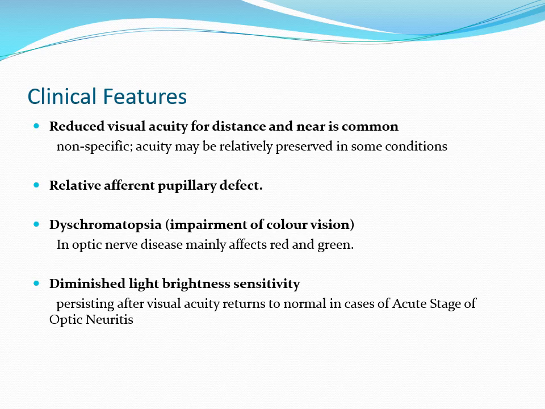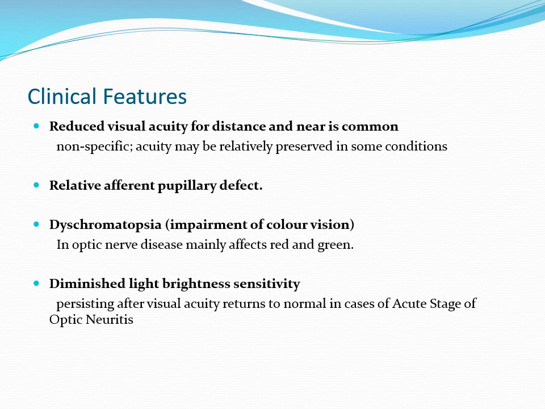There will be reduced visual acuity for distance and near, that's common, but it may be non-specific. Sometimes in early optic nerve diseases, the visual acuity is preserved. For example, in early papilledema visual acuity would be normal, but in papillitis there is gross reduction of visual acuity. So the visual acuity part may vary.